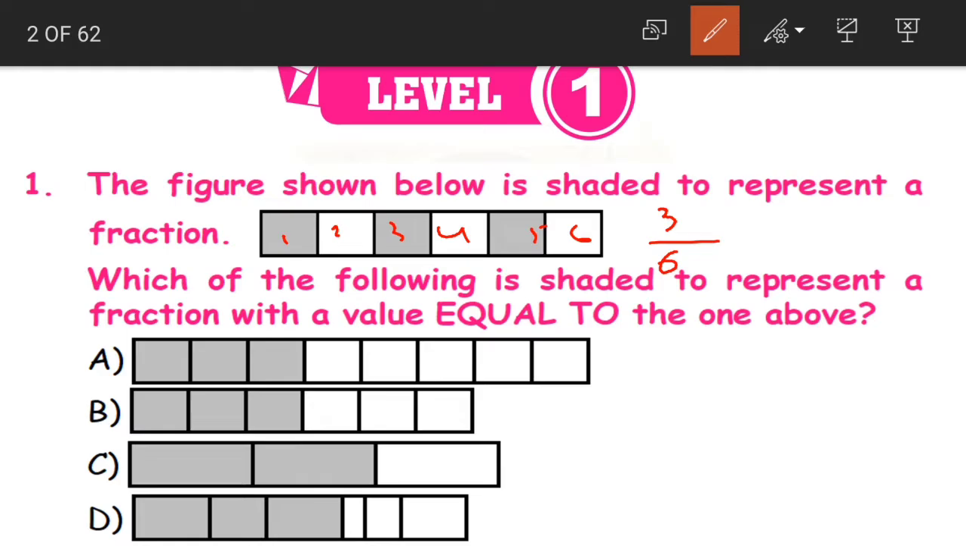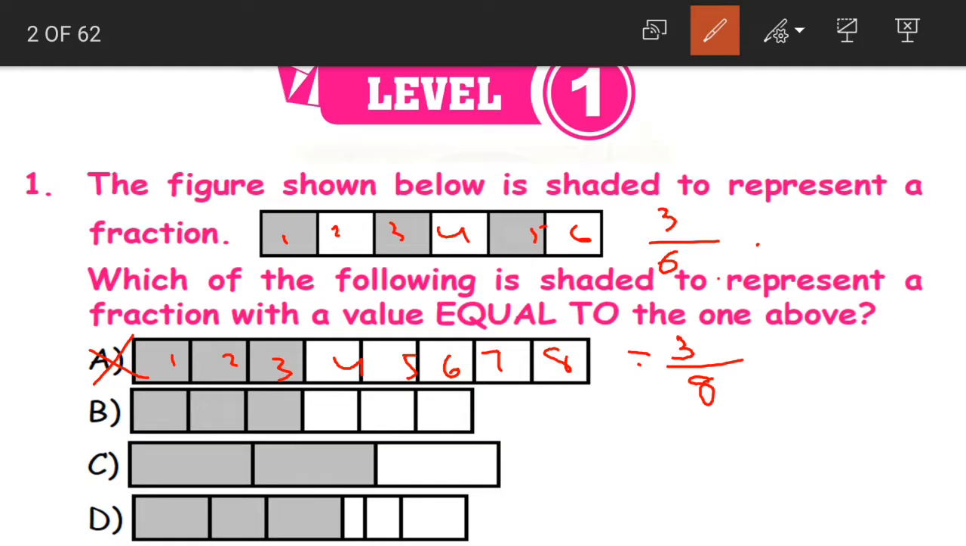Now from the given options, which of the options also represent the fraction 3 by 6? If you look at the first one, 3 parts are shaded. 3 divided by how many parts is it divided into? 1, 2, 3, 4, 5, 6, 7, 8. So the fraction becomes 3 by 8. But our fraction in the question is 3 by 6. So A is not our correct answer.